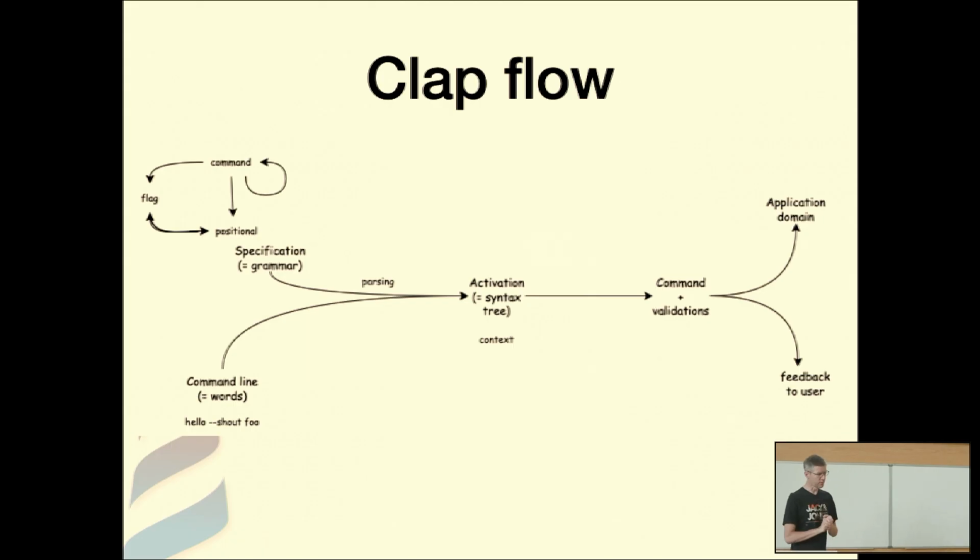So to have an overview, here is the clap flow. At the top left, you have a command that may have other commands, subcommands, may have positional, flags, flags with positional, and all that will form the specification. It's kind of the grammar of the command.